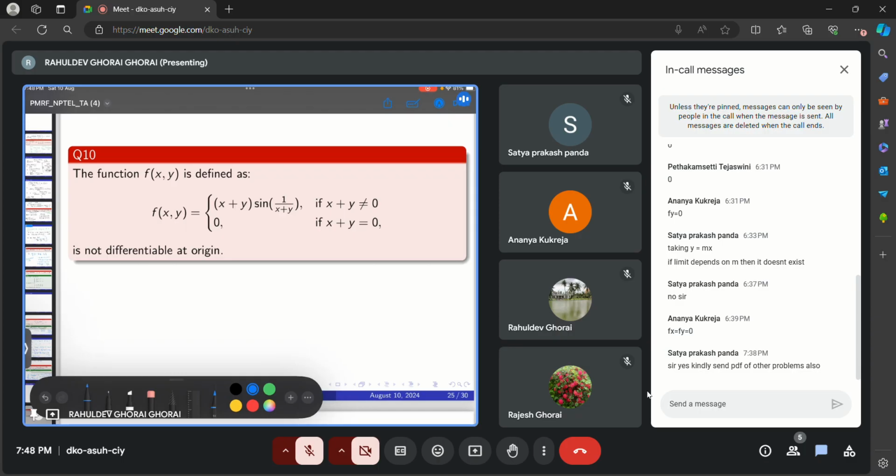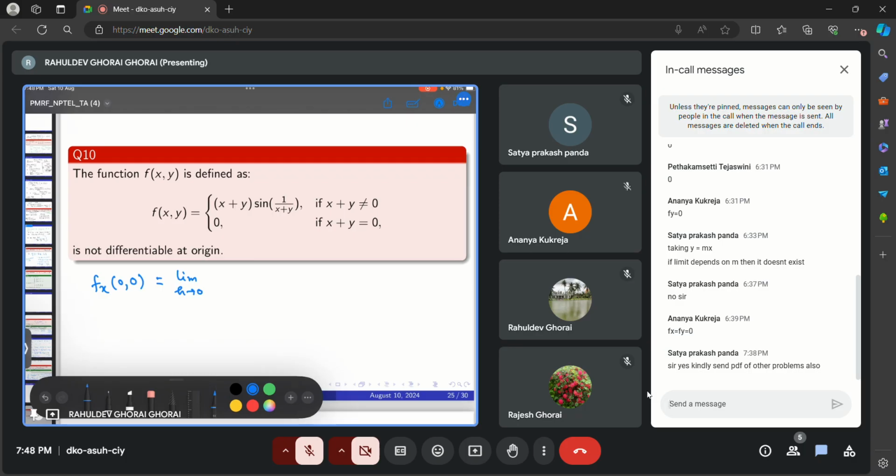What are the partial derivatives? Sir, I'm getting not defined. Partial derivatives are not defined. Yes. Anyone else? I'll check it. Most probably you are correct. I will check it anyway. So does that imply it is not differentiable? Yes, sir.